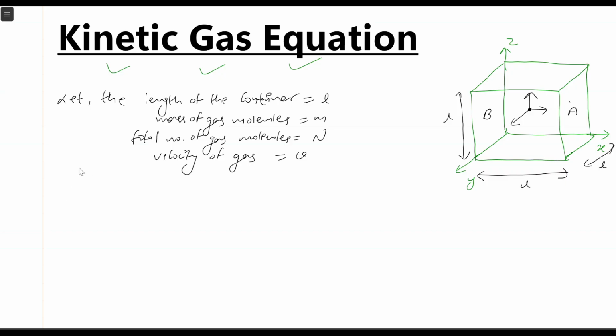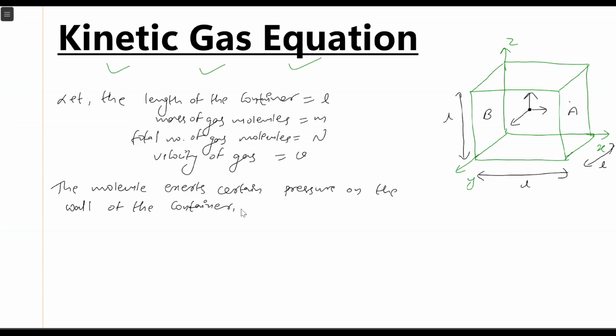So the gas molecule exerts a certain pressure on the wall of the container, given by, so what is the formula of pressure? You already know. Pressure is equal to F by A, force per unit area. Let's consider this to be equation number 1.